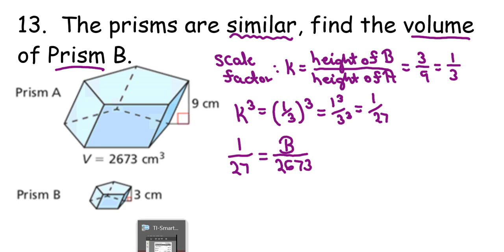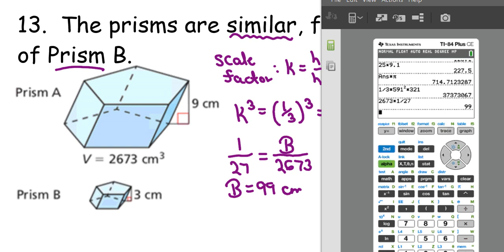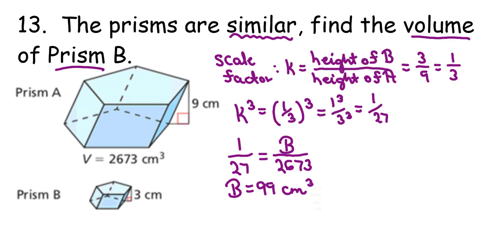If I do my cross multiplying on my calculator, I can take 2673, multiply it by 1, that doesn't do anything, and then divide it by 27, and end up with capital B, the volume of Prism B, to be 99, and everything's being measured in centimeters. Since it's a volume, make sure it's centimeters cubed. Okay, check off number 13. Moving on to the next problem.